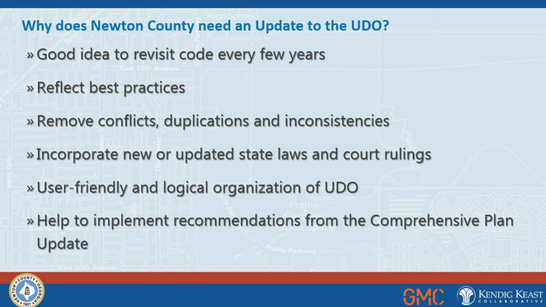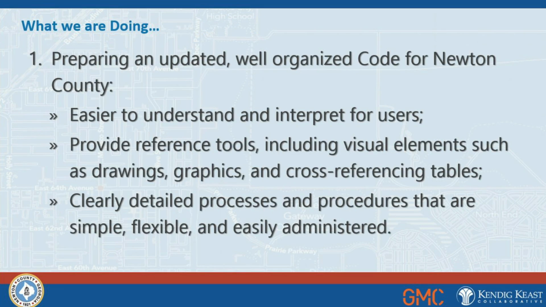And then again, we talked about the comprehensive plan. The Unified Development Ordinance is a very good way to help implement the recommendations from the comprehensive plan. How land use should look in 5, 10, 15, 20 years is helped by how it's implemented through the Unified Development Code. So that's very important as to why we're doing this.